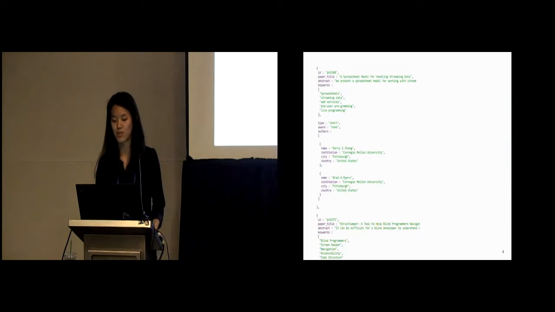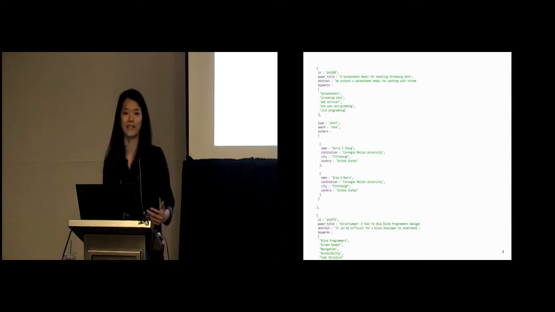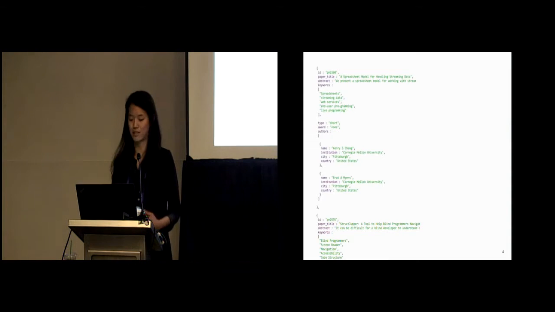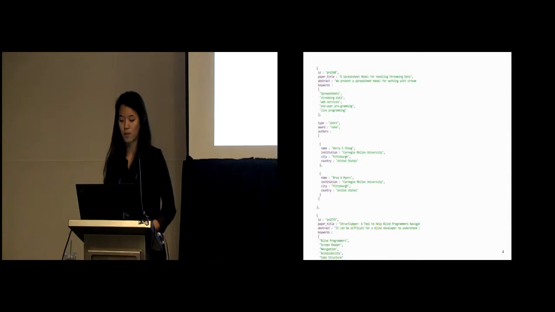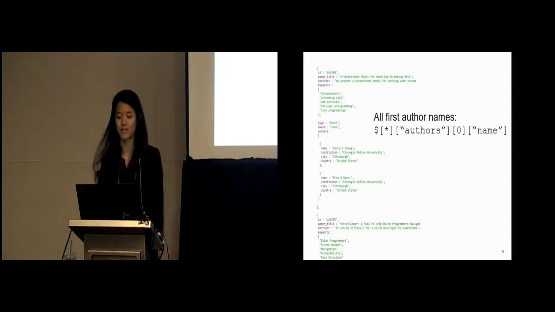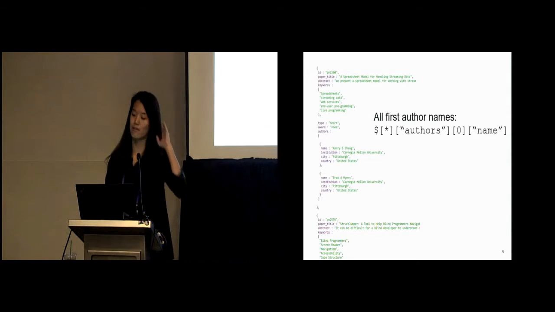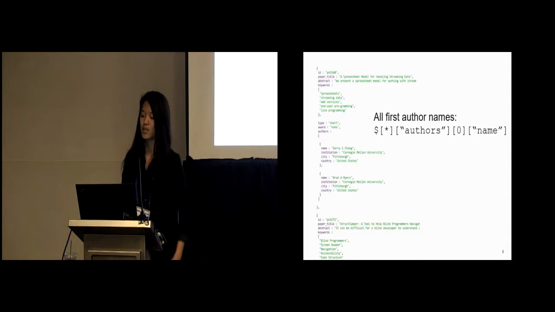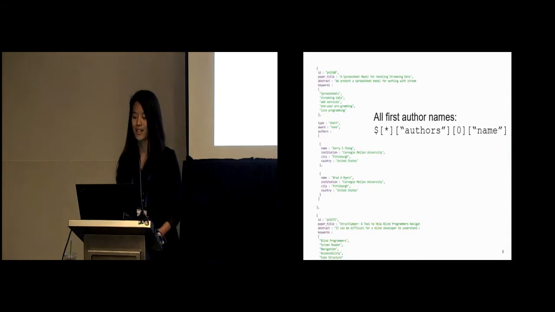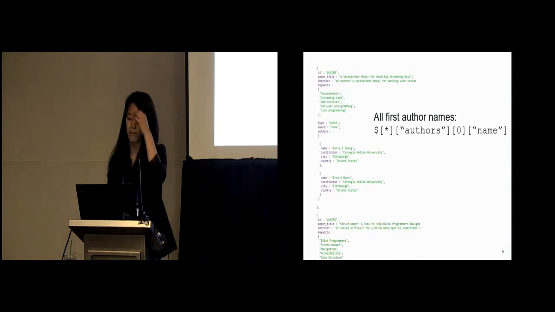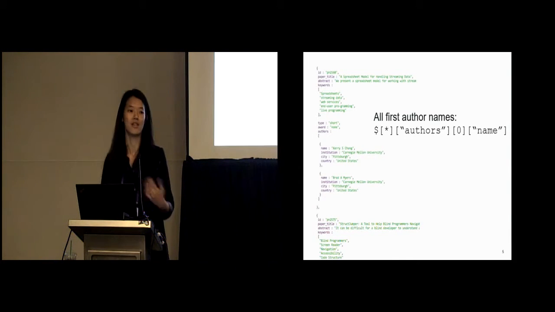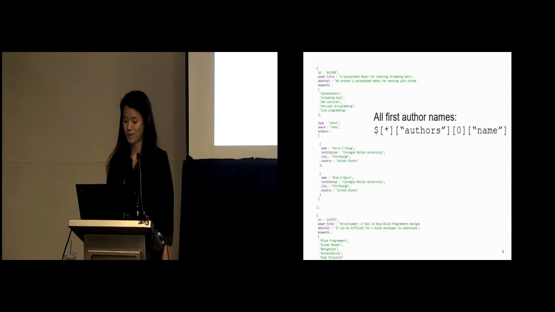Sometimes when doing data analysis, the structure in data can be very useful to let people select the desired data. For example, if I want to get all the first author's names in JavaScript, I can write this JSON path query to extract the data that I want. The star signs mean all the papers, and the zero index means the first author of each paper.